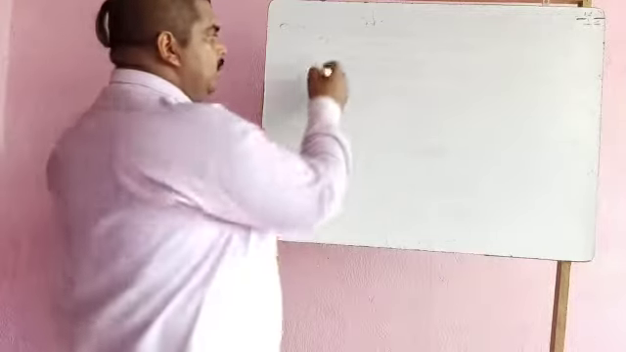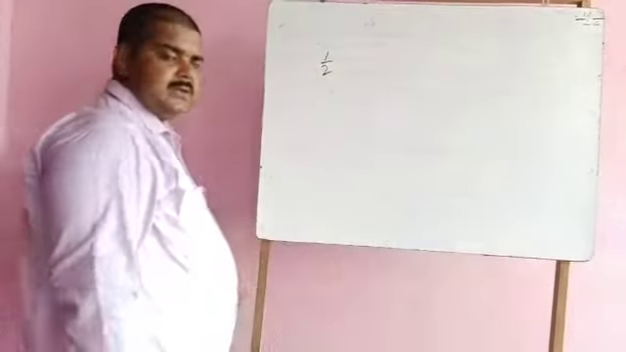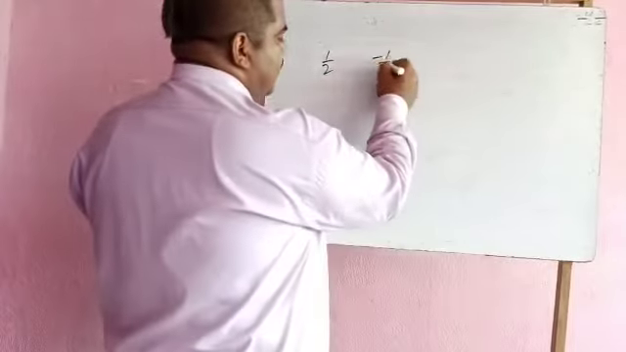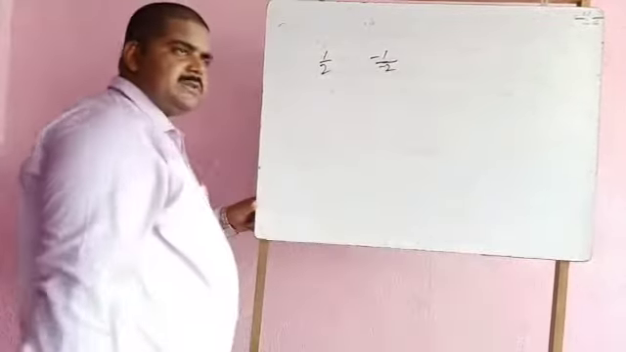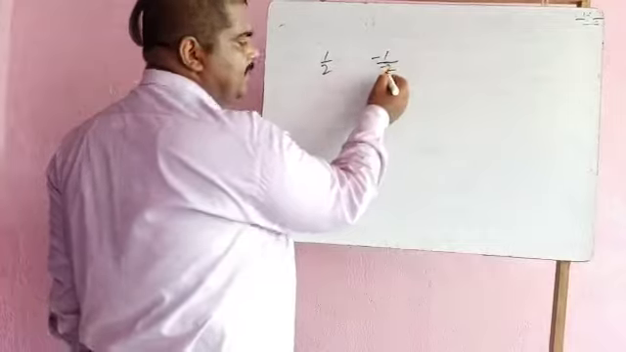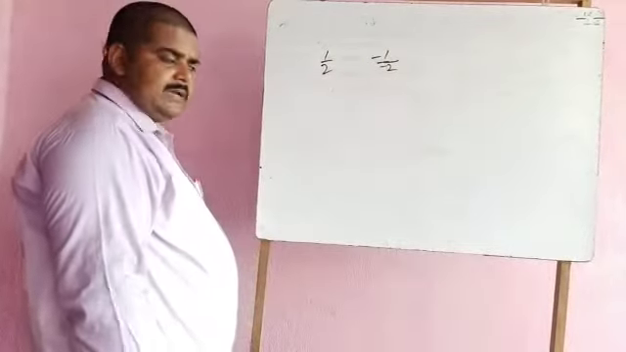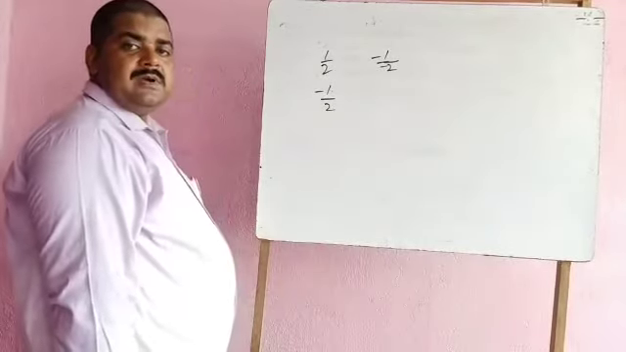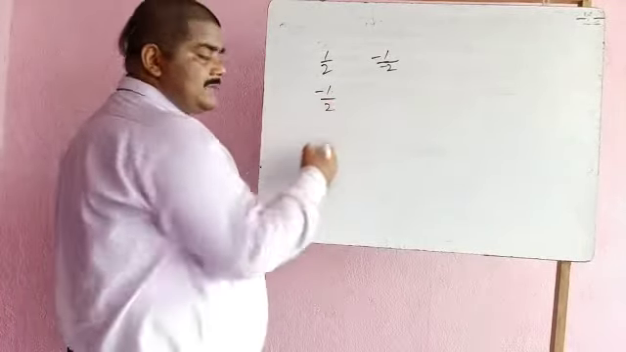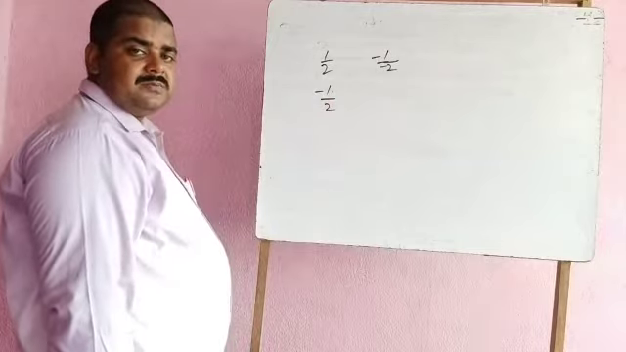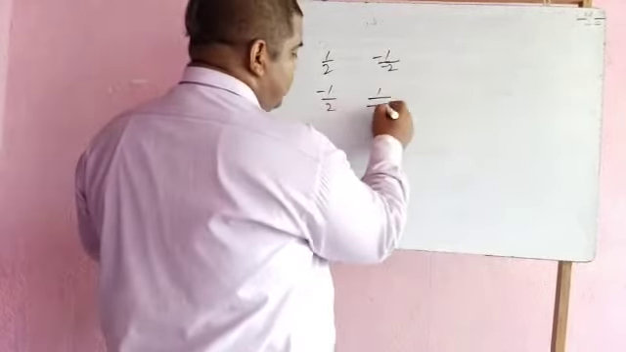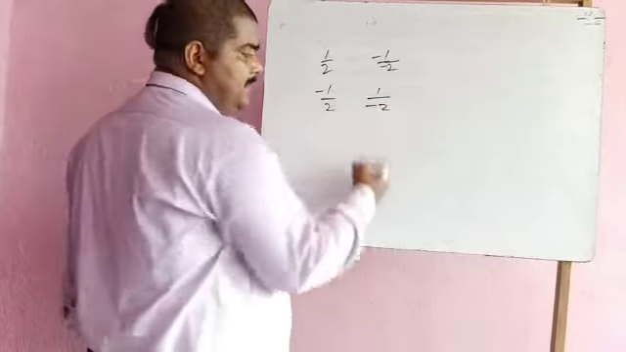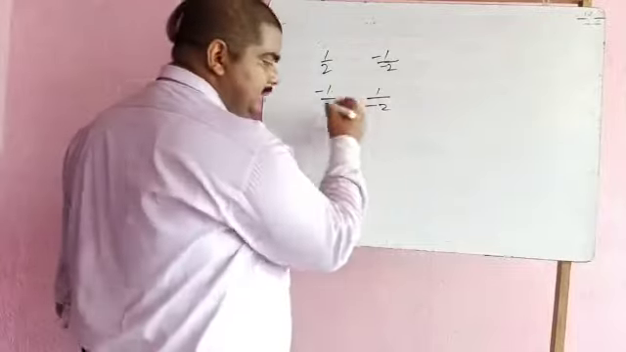For example, 1 upon 2 is a positive rational, because here 1 is positive, 2 is positive. Minus 1 upon minus 2 is also a positive rational, because both numerator and denominator have the same sign, negative. Minus 1 upon 2 is a negative rational, because here the numerator is negative and the denominator is positive. 1 upon minus 2 is also a negative rational, because here the numerator is positive and the denominator is negative.